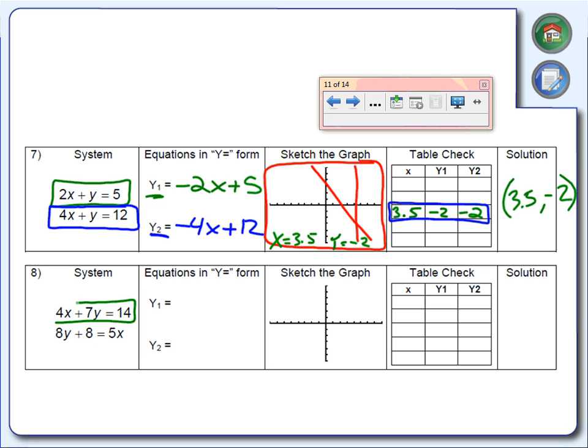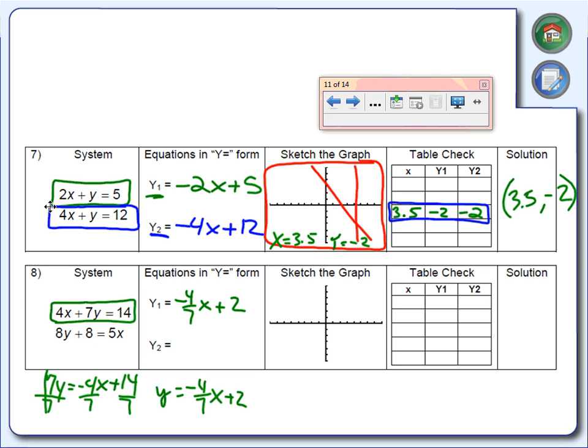I want to take this first equation right here, 4x plus 7y equals 14, and rewrite it in slope-intercept form. So I'm going to start by moving my 4x over to the other side. Then I'm going to divide everything by 7. A negative 4 divided by 7 cannot be reduced, so I'll just leave it as negative 4 over 7. 14 divided by 7 would give me a 2. So the slope-intercept form would be negative 4 over 7x plus 2. That's what we'll be putting in the calculator in a second.